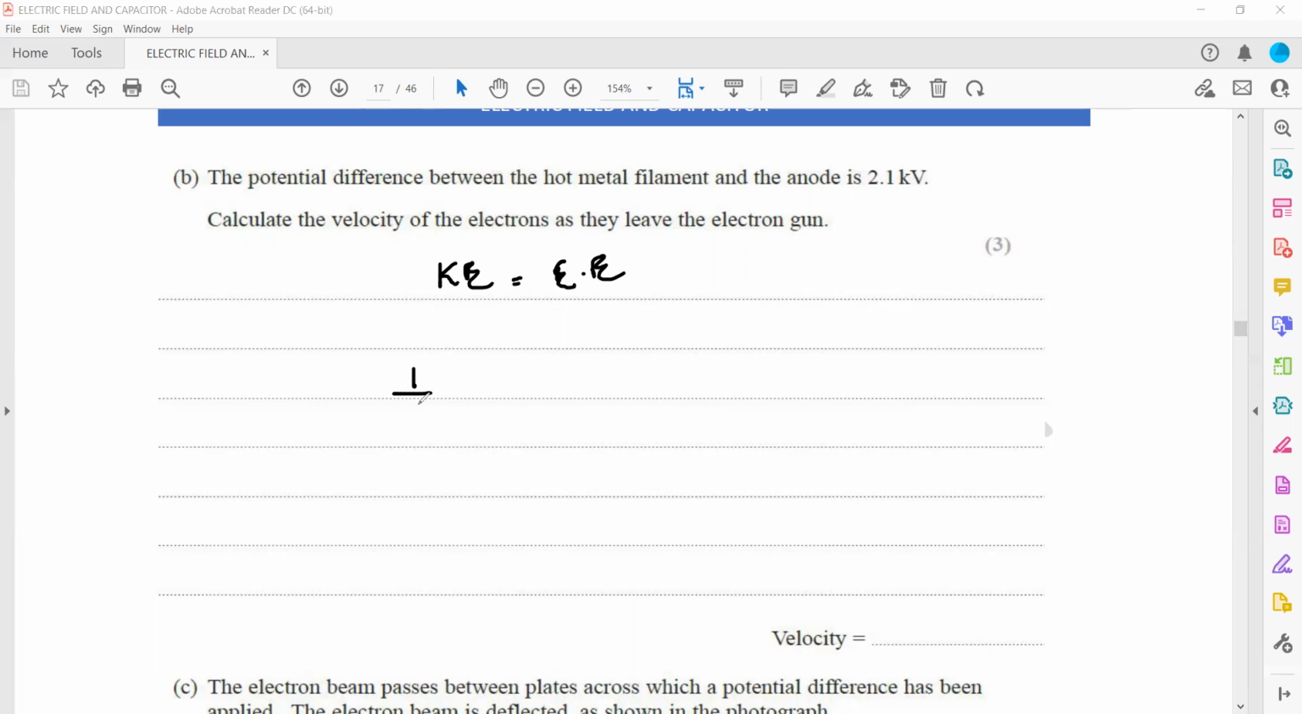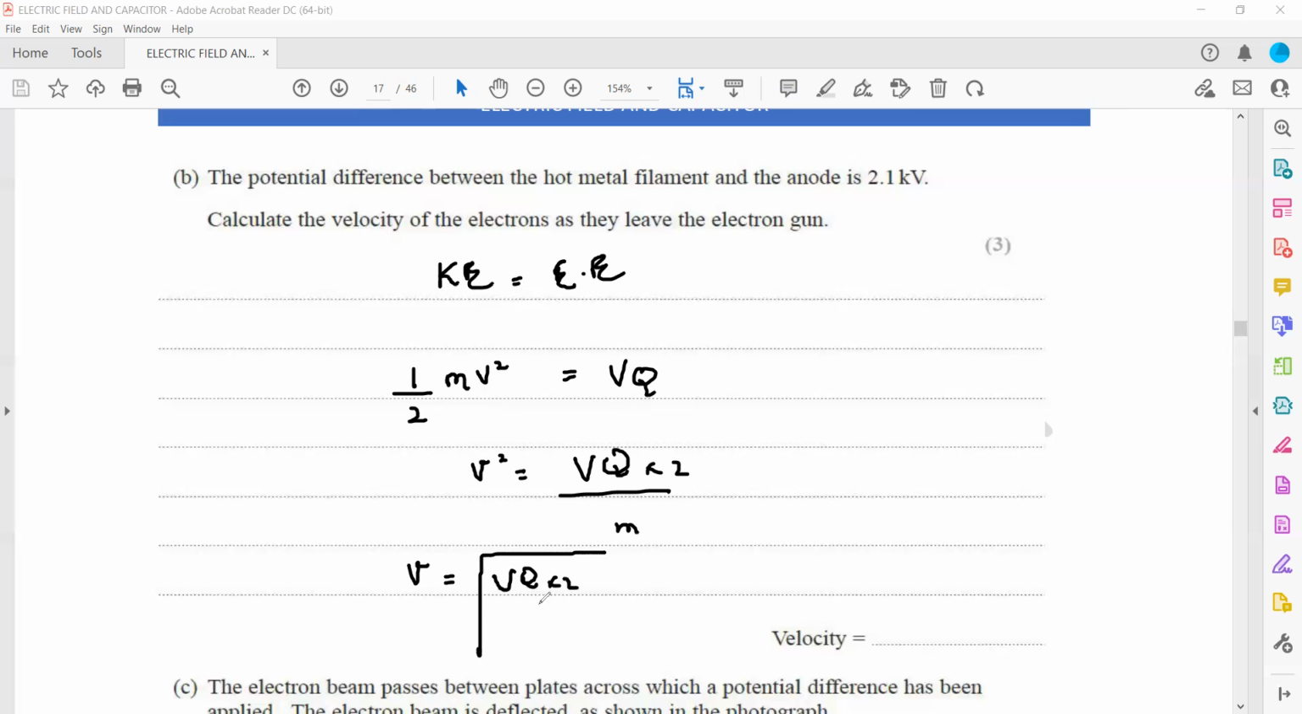Kinetic energy is given by the formula half mv squared, and electrical energy from the supply is voltage times charge. We need the speed, so 2 will be multiplied and m will be divided. So v squared is equal to, this v is the speed, this V is the voltage, voltage times charge multiplied by 2 divided by mass, and then take a root. So v is equal to the square root of VQ times 2 divided by m.